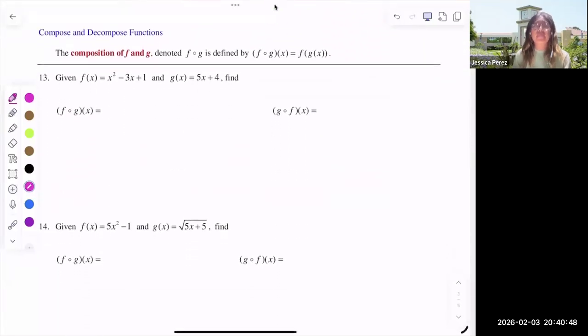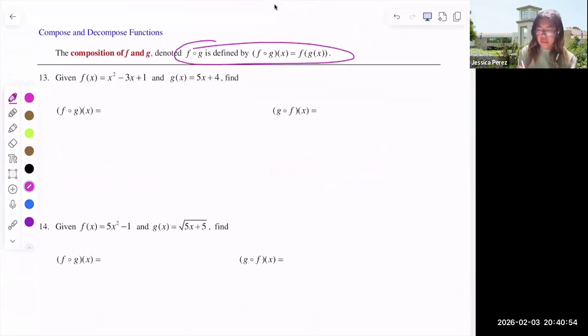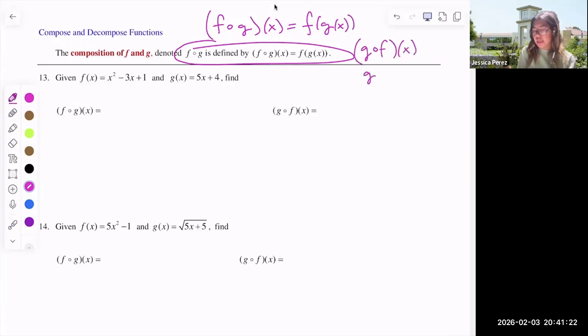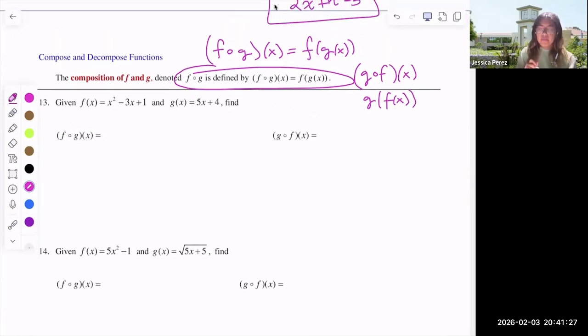Alrighty, let's talk about compositions of functions. So the way that composition works is you are substituting a function within a function, which we already kind of did when we did f of x plus h on that previous example. So we want to know what's the composition. The order matters. If you have f composed with g, that is different from g of f of x. So it's definitely order matters.